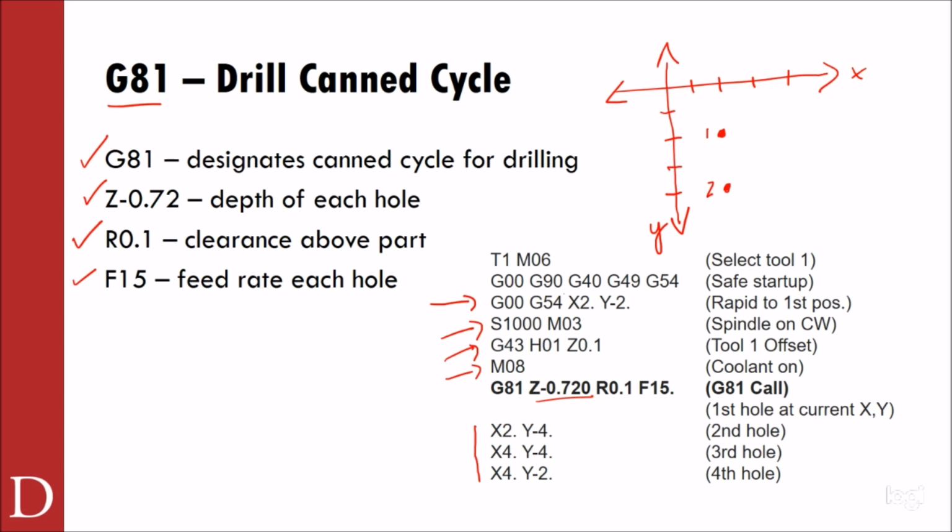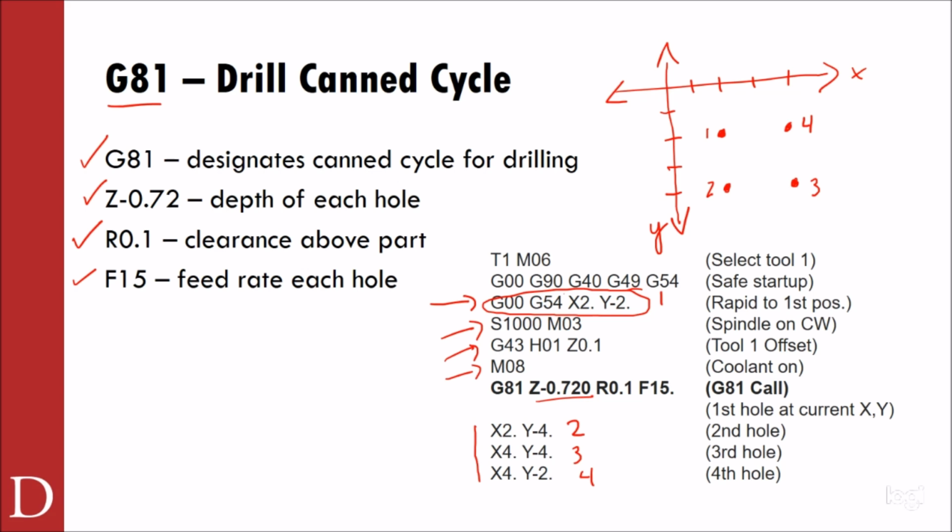X4, which will be over here, Y negative 4. This will be hole number 3. And I'm going to assume the other one's going to be up here, hole number 4, which is X4, Y negative 2. So that's where my 4 holes are going to be. But again, remembering that this is actually the location of that first hole. Even though I'm calling out here, I'm going to drill that first hole where I'm located. And then I'm going to go, so that's hole number 1. Then I'm going to go to hole number 2, hole number 3, hole number 4 after the G81 call out.